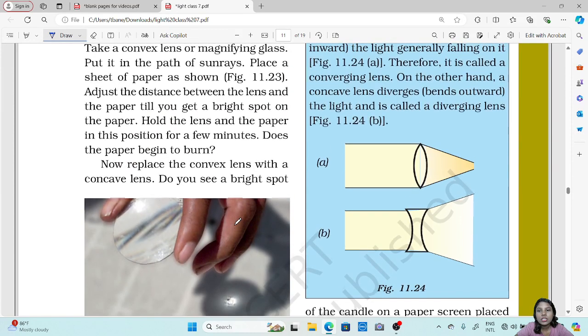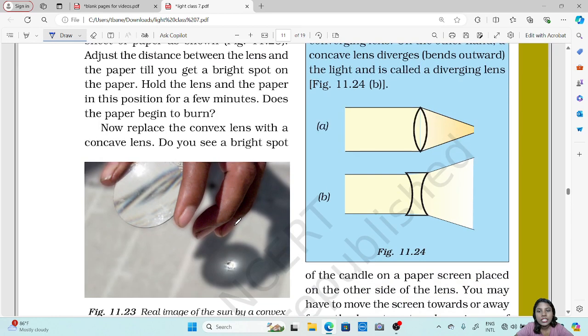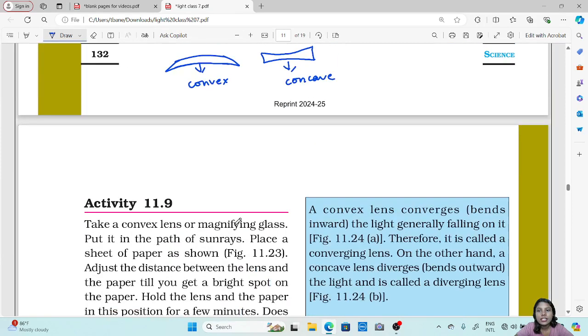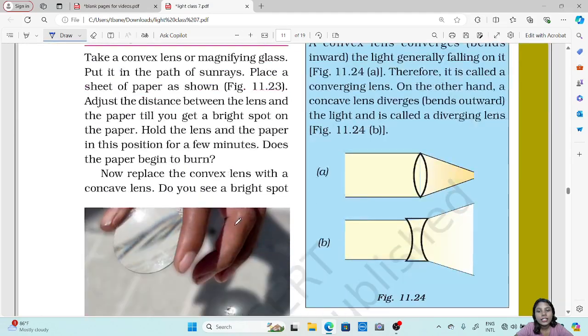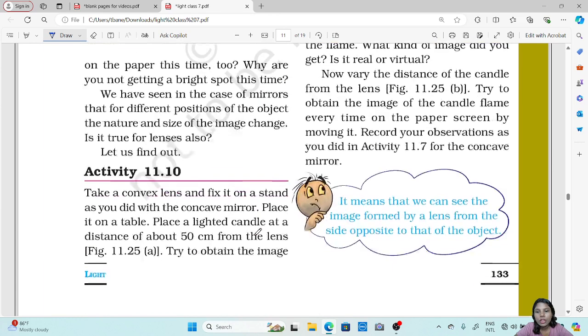So when we used a convex lens, we got the bright spot. But when we replaced it with the concave lens, we were not getting the bright spot. So why was this happening? We have seen in the case of mirrors that for different positions of the object, the nature and size of the image changes. Is it also true for lenses?